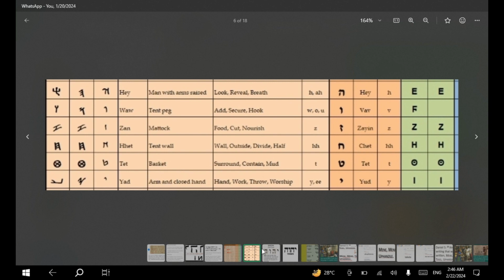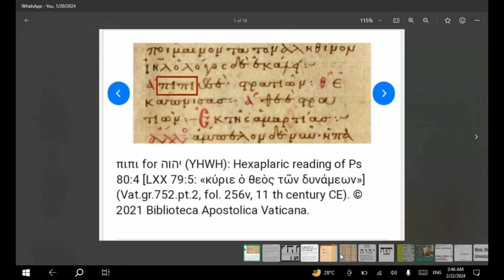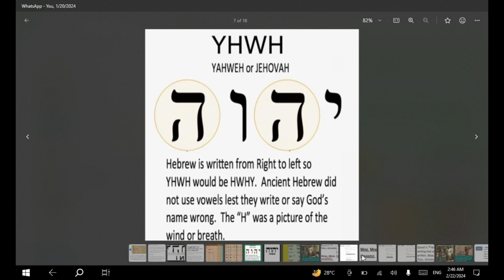But Lucifer came and changed it to this way. Jehovah. You see this name? Don't look at the devil as well. This is him. He's the one here.